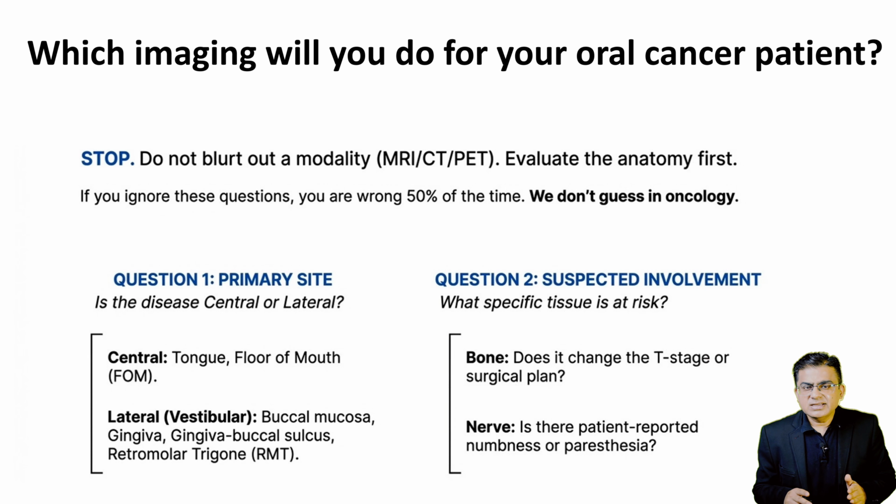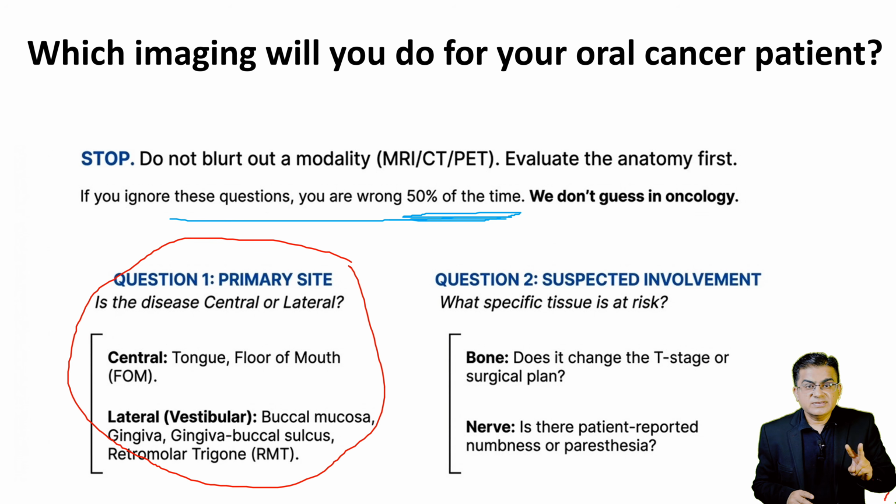Stop answering an imaging randomly. Trust me, if you just pick one scan for all patients of oral cancer, you are going to be wrong half the time. Getting my point? So, how should we choose the best imaging for a particular patient? The correct answer is, sir, before I select the best imaging for my patient, I want to look at two specific parameters.